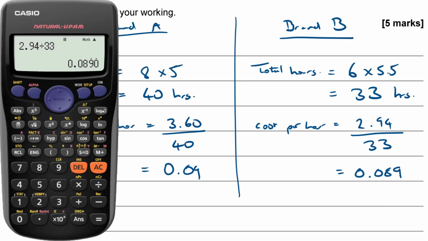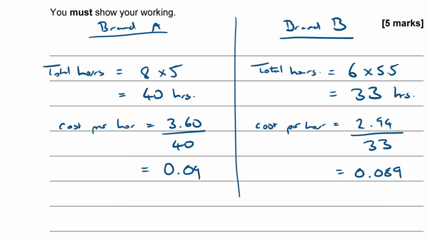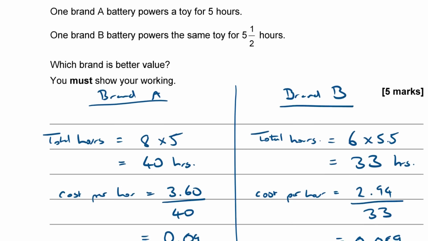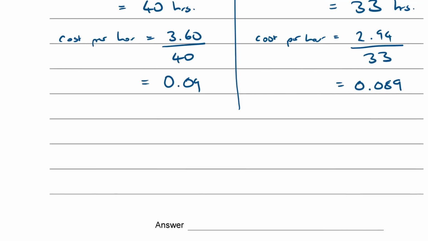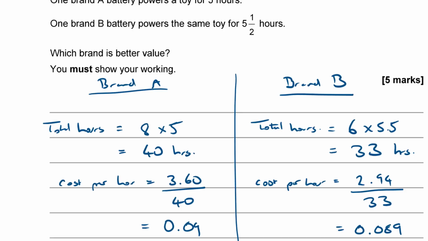Okay, probably rounds up actually, but I'm going to leave it like that because it is a slither under the other one. There's not a lot in it actually. They're very similar in price, but I would say that brand B is slightly better value because the cost of every hour is slightly less than brand A. So I'm going to say brand B is the best value.